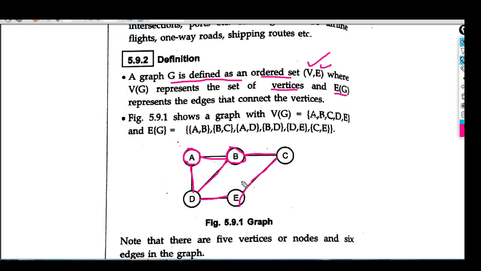So it is a very easy concept of a graph. How many nodes are there in the graph? In this graph, there are a total of 5 nodes: A, B, C, D and E. And how many edges are there? This is one edge, this is the second edge, this is the third, this is the fourth, this is the fifth, and this is the sixth edge. Total 6 edges, so there are 5 nodes and 6 edges in the graph.